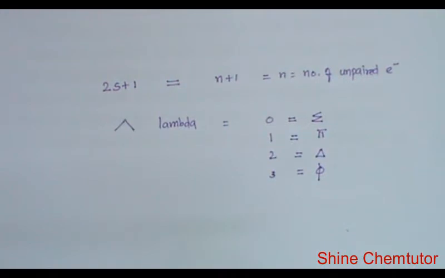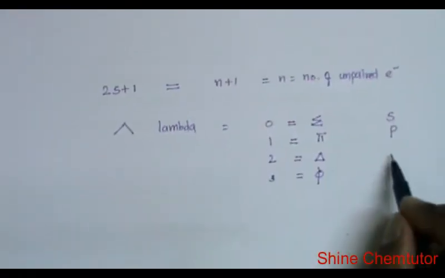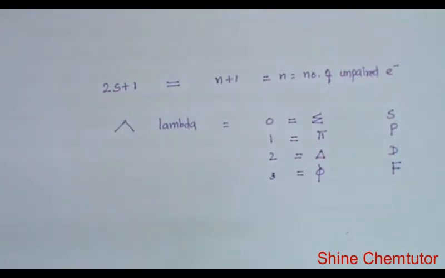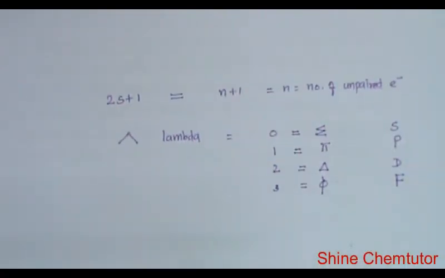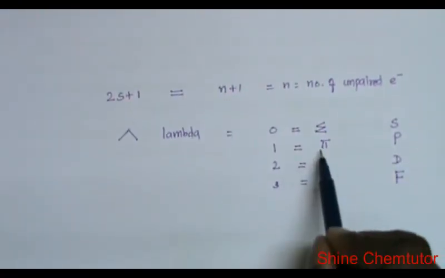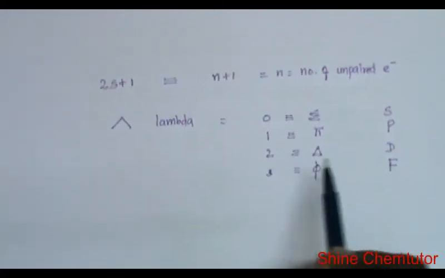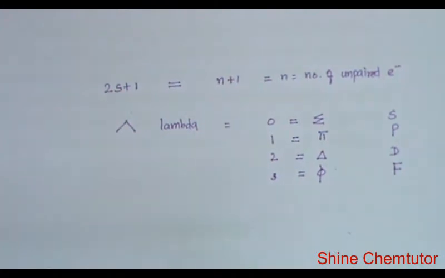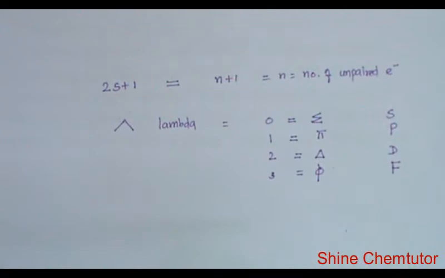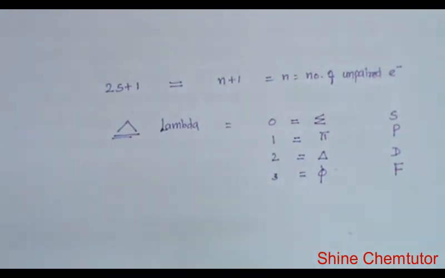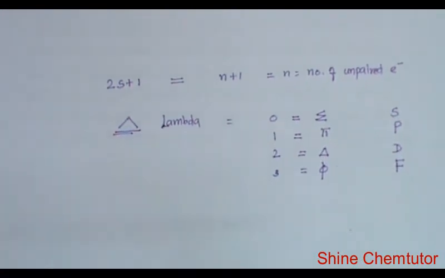In the case of atomic term symbol, if it is 0, we go for S term. If it is 1, we go for P term. If it is 2, we go for D and F when the L value is 3. You can find a similarity between these terms. This is sigma, the first letter is S. You can find that here. This is pi, so the first letter P you can find here. Delta, the first letter D is here. Phi, the first letter is F. So if you correlate like this, it will be easy for you to remember. Also, this lambda, the first letter is L. So instead of lambda, we use L in atomic term symbol.